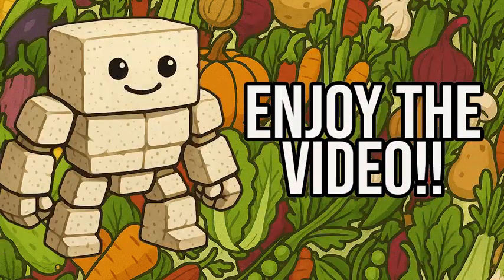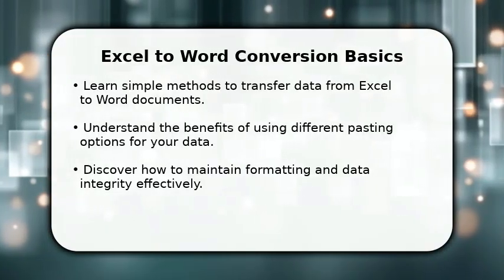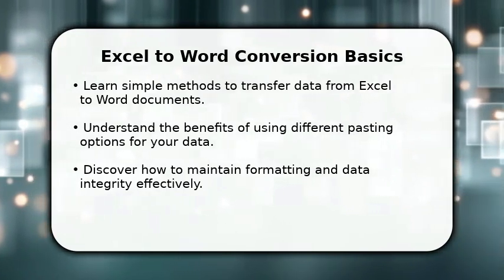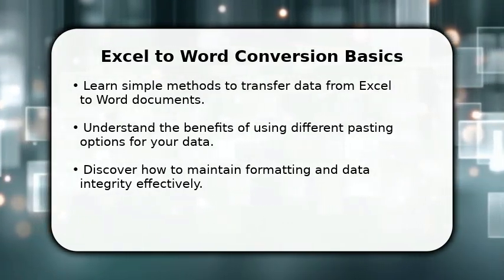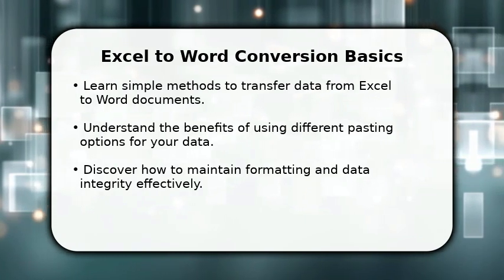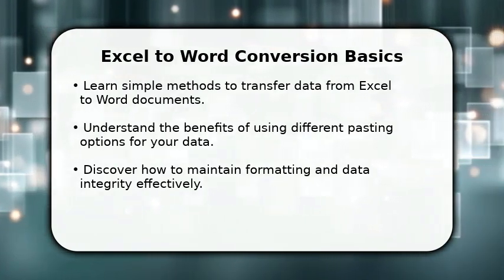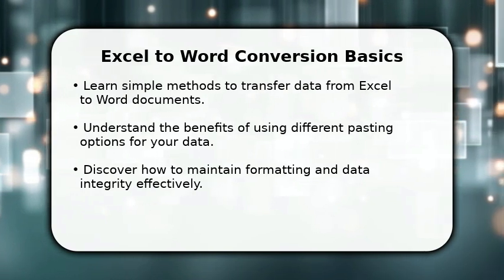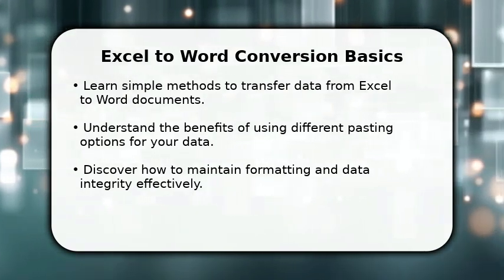Please enjoy the video. In this video, I will explain how to convert Excel to Word. First, open your Excel spreadsheet and select the data range you wish to transfer. Copy the selected cells using Ctrl+C or the Copy button.